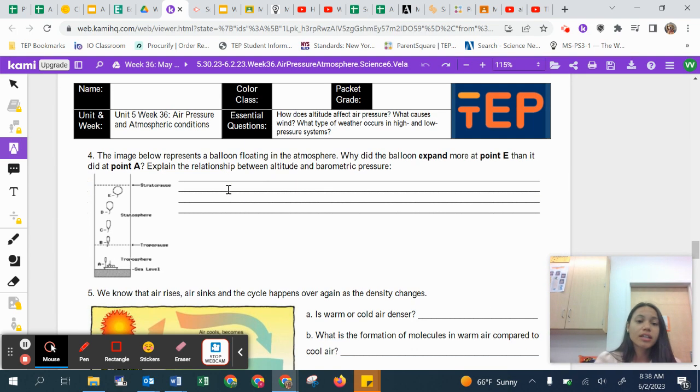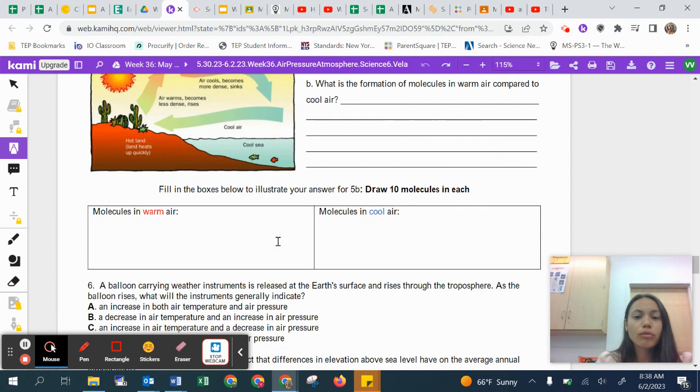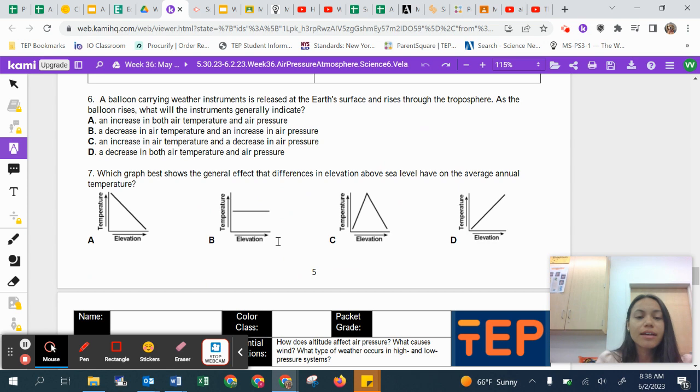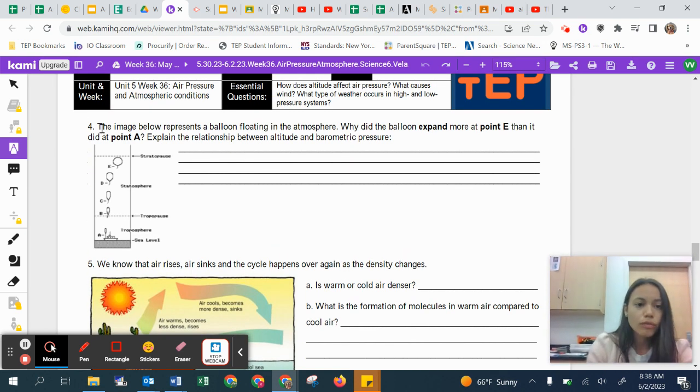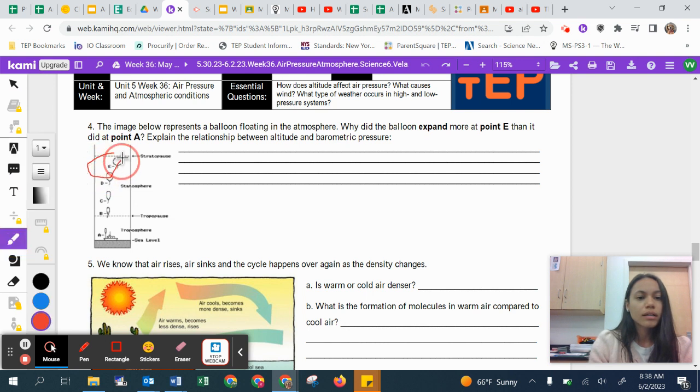The next section for number 4, 5, 6, and 7, this is a mixture of short response and multiple choice. So for this one, number 4, the image below represents a balloon floating in the atmosphere. Why did the balloon expand, meaning it gets bigger at point E, so it's at this point right here, than it did at point A.